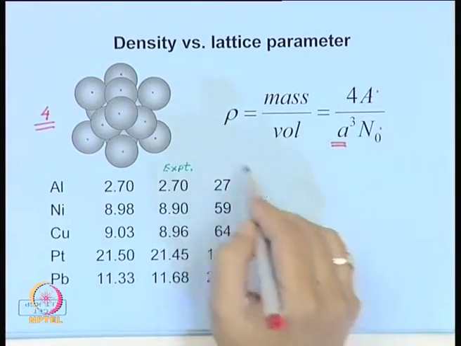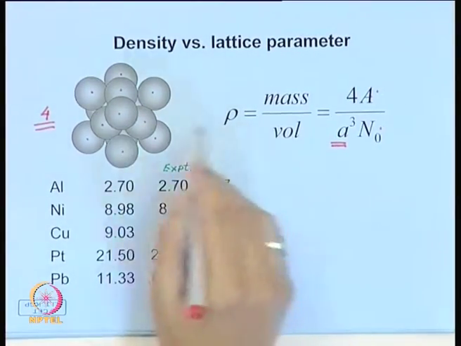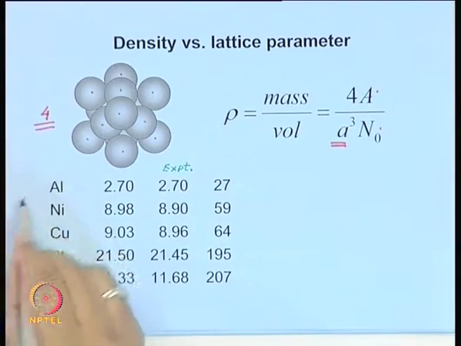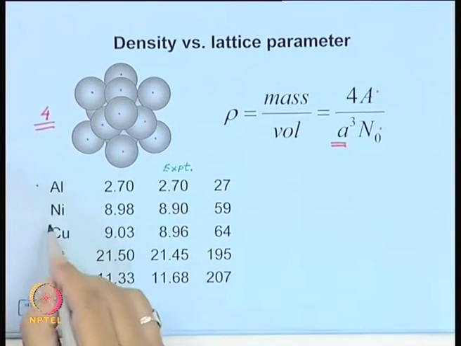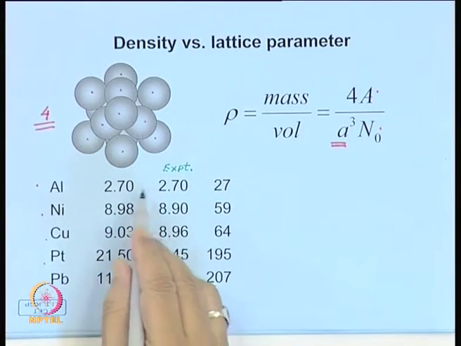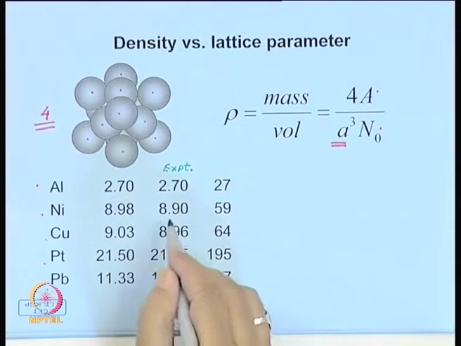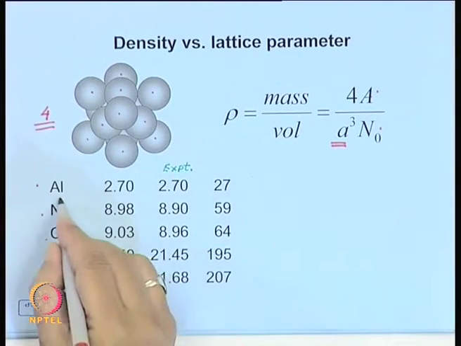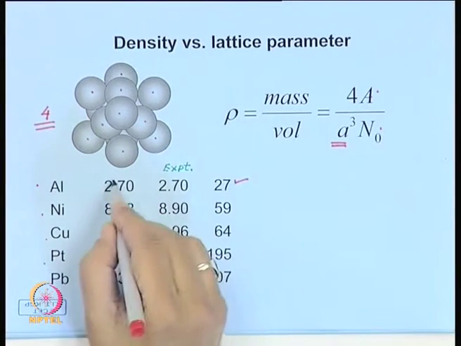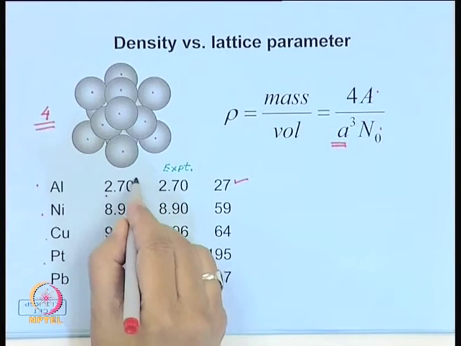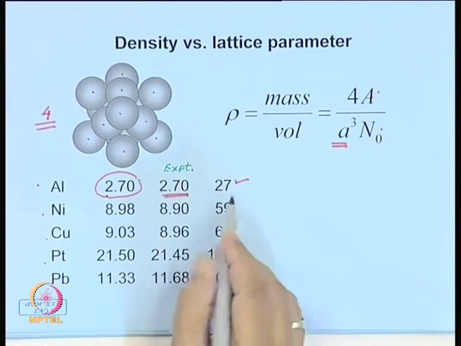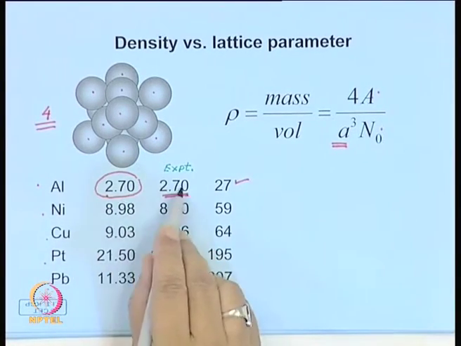And if you repeat this calculation for several elements which have face centered cubic structure, which are listed here, say aluminum, nickel, copper, platinum, lead. Now, in each of these cases you go through this calculation and the results are shown here. For aluminum, its atomic weight is 27 and the density you find by this is 2.7, and the experimentally determined density is written here. There is a fair degree of correlation between the two.